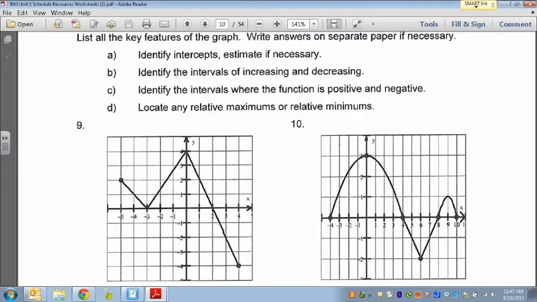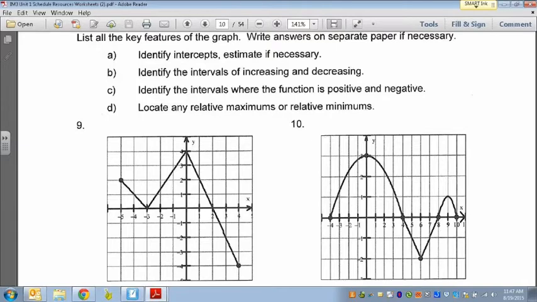All right, so this video is talking about everything we've kind of done so far with graphs and whether they're increasing, decreasing, their domain and range. We'll go back to positives and negatives today, as well as add this idea of relative maximums and relative minimums. So let's go on and get started with the intercepts.